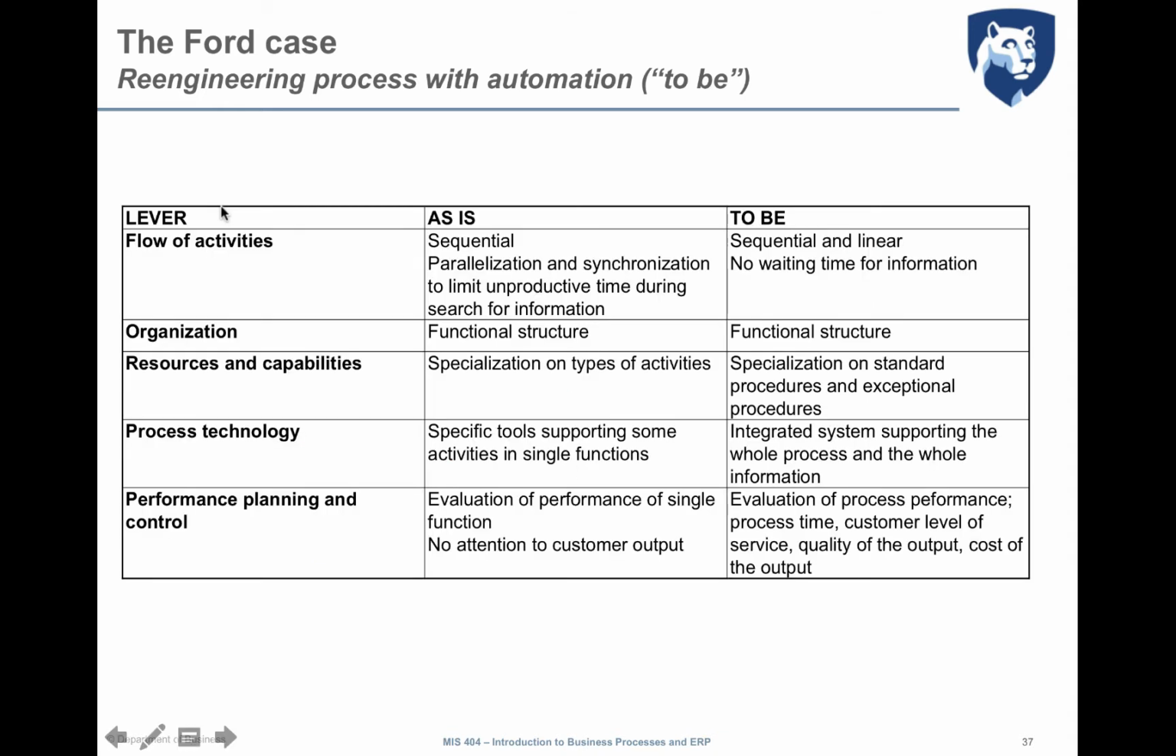If we try to summarize the levers of business process reengineering that have been implemented in the Ford case, we can of course see that process automation clearly represents the key choice and the key point for process improvement. Now the process can rely on an integrated system supporting the whole process and the whole information, so that all the information is shared, visible, and accessible in real time to all the actors participating in the process.